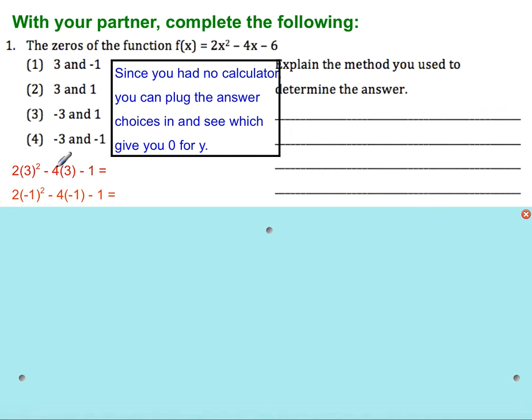What is that, 6? Oops, I made a mistake. I just realized this should be -6.